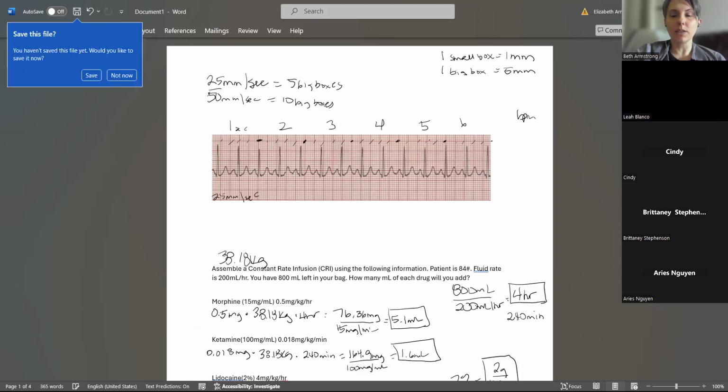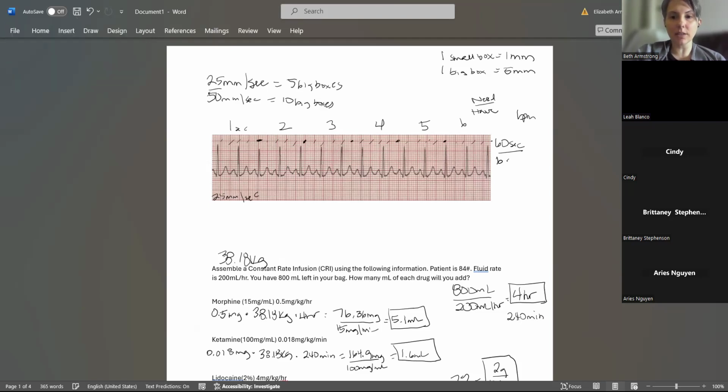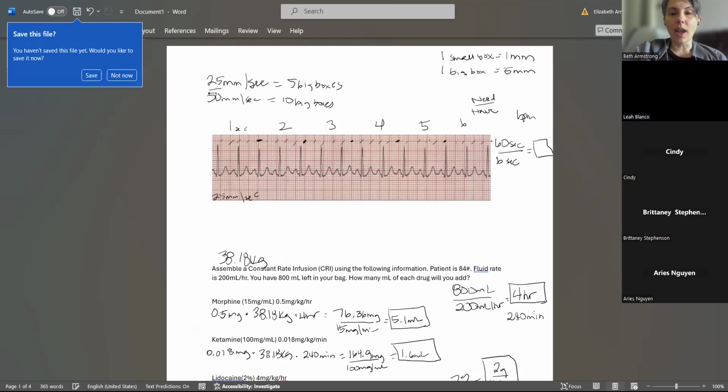So beats per minute is our goal. Okay, so we only have 6 seconds worth, but we're going to need 60 seconds, right? So it's need over have. So we need 60 seconds, but we only have 6 seconds. Okay. So we have to come up with a multiplication figure here that we can multiply to get that 60 seconds worth of a heart rate.